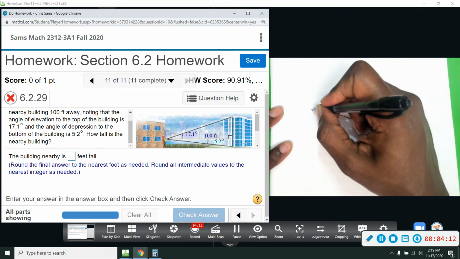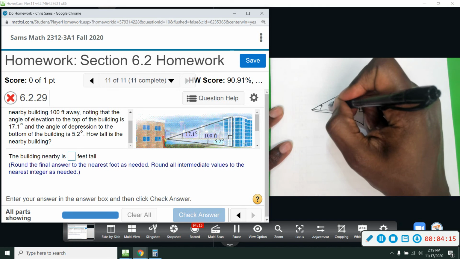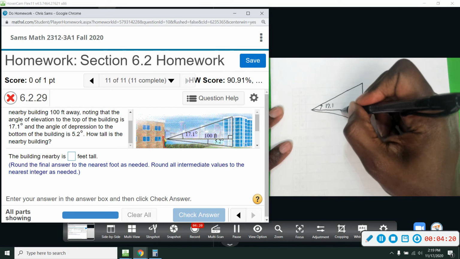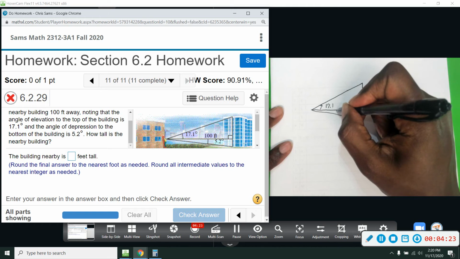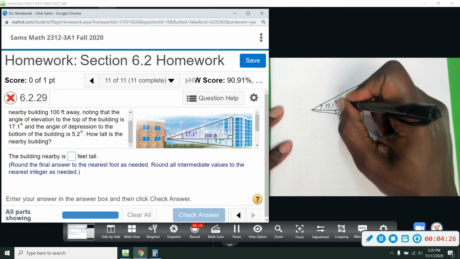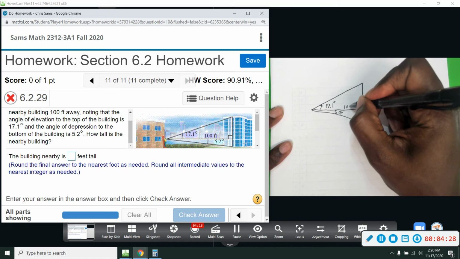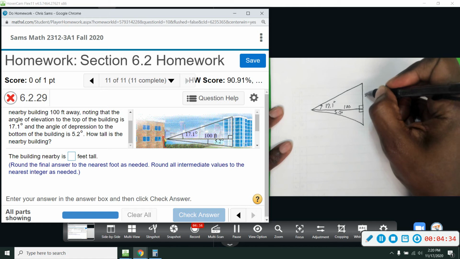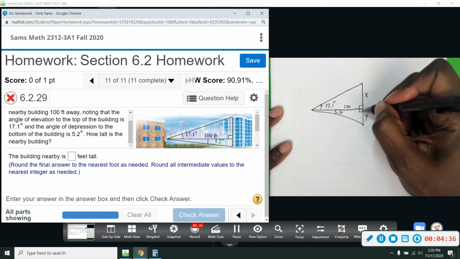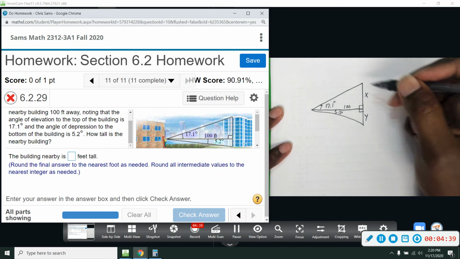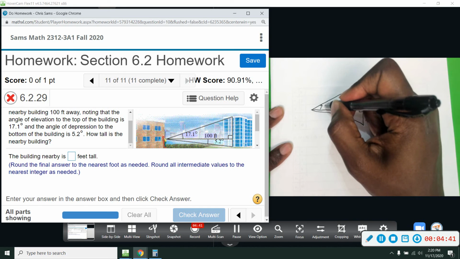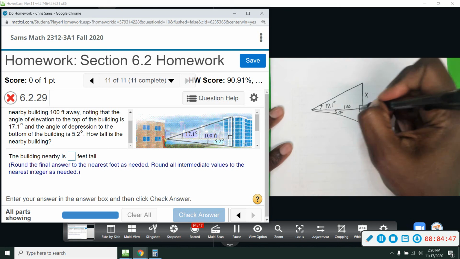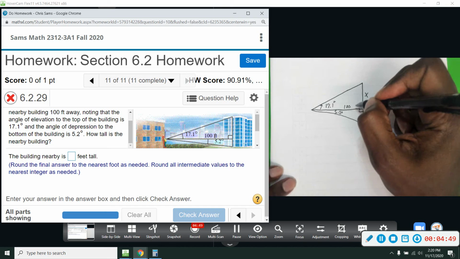This angle, so here's a guy, this angle going up from the horizontal is 17.1. This angle coming down is 5.2. And this total distance is 100 feet. We want to know the total distance, so we're going to call that X, this is Y. So from here down and that up. So from this angle, we have opposite and adjacent, so we need tangent, opposite over adjacent.